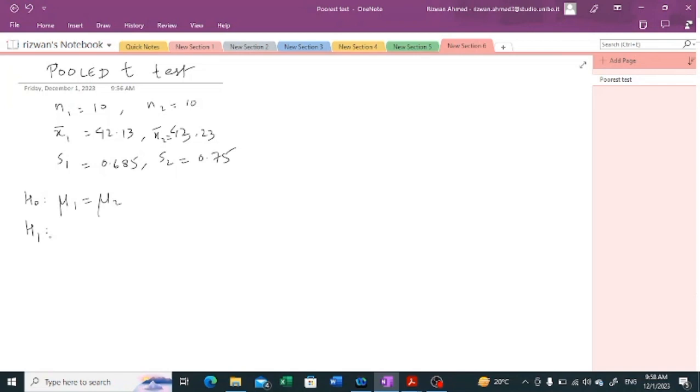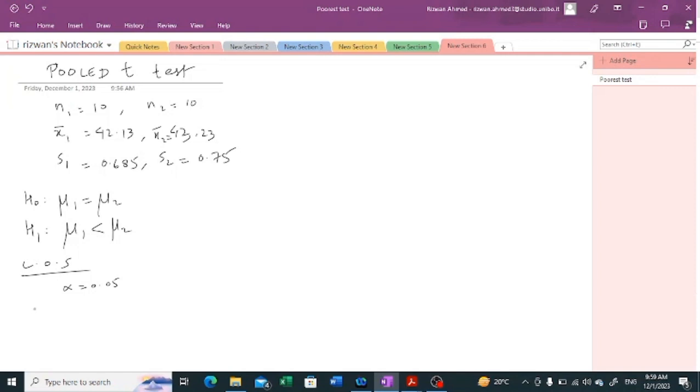Regarding the new machine, the claim is it packs faster. Faster means it is taking less time on the average. So this is the new machine. So the new machine is the first mu value or mean value, which is less than the second machine. Faster means taking less time on the average. Alpha equals 0.05. No need to divide alpha by 2.